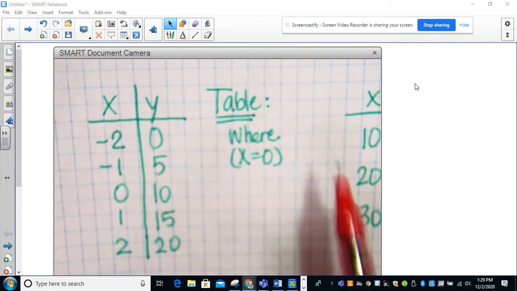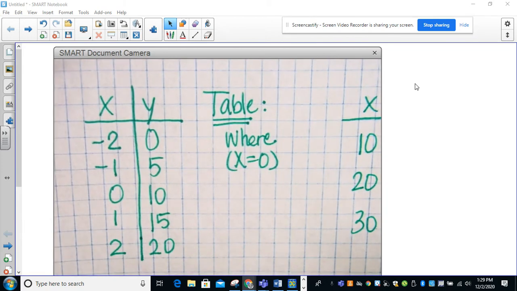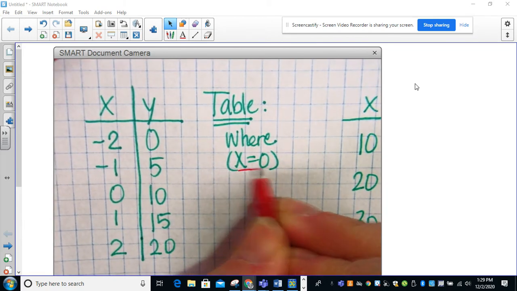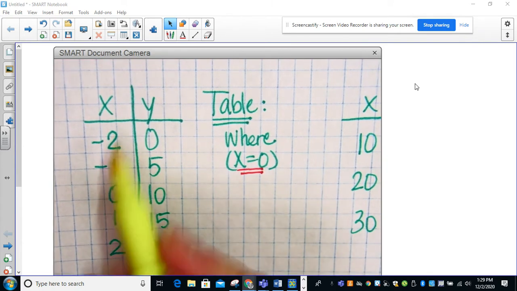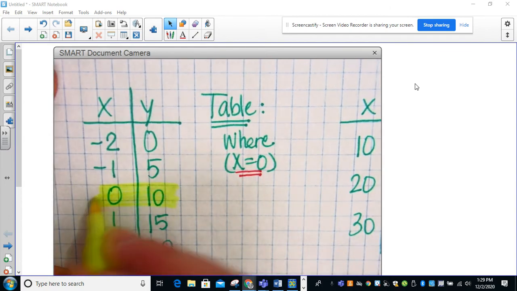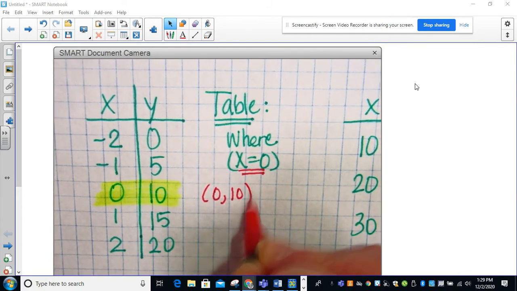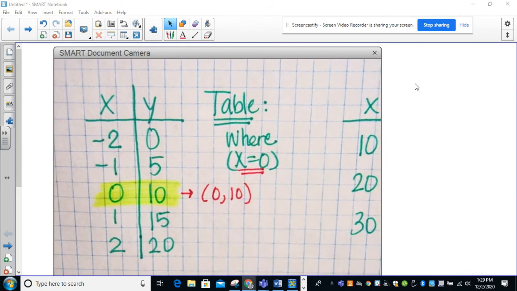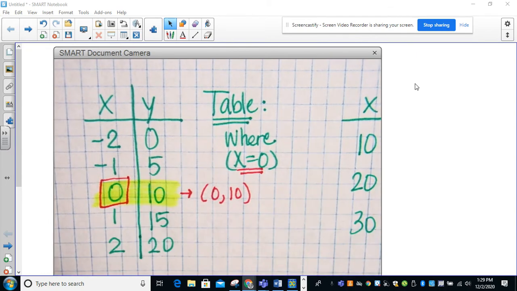Sorry about that. Tables. Here, anywhere you see x as a 0, that's going to be your y-intercept. So I'm looking at this table. Here's a 0 for x. So that is my y-intercept, the point 0, 10. It's my y-intercept, where x equals 0.